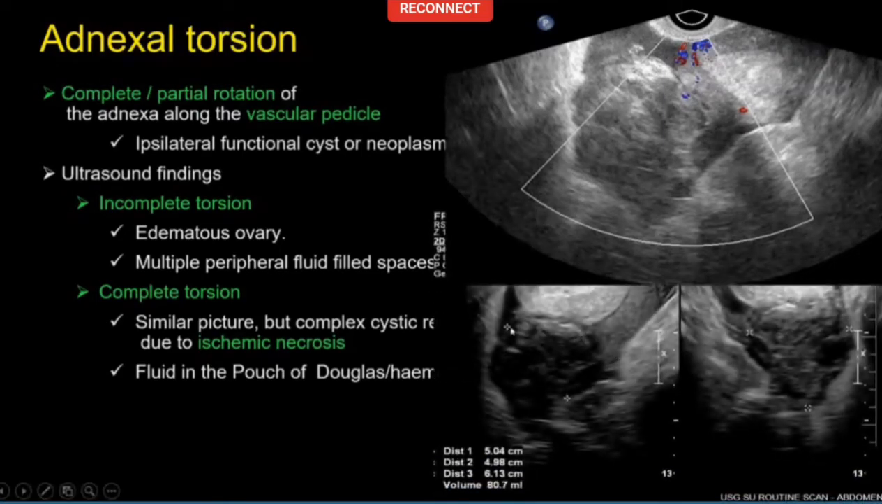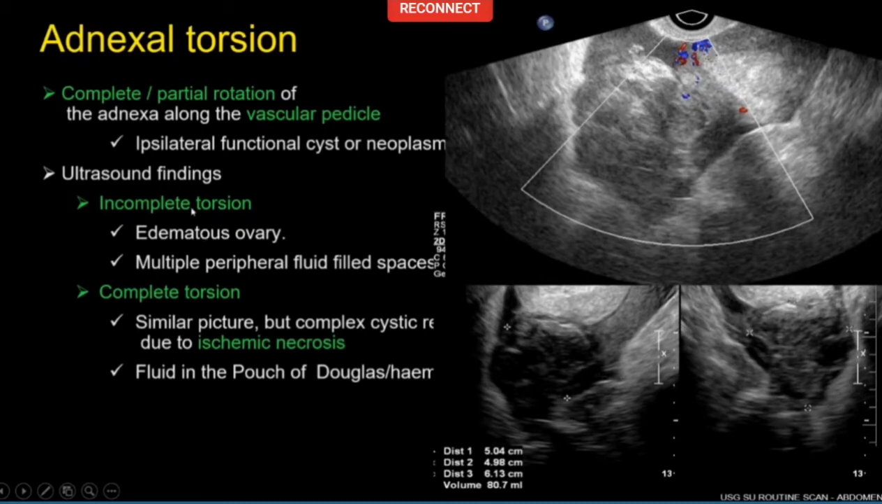On endovaginal ultrasound, you may see an edematous ovary with multiple peripheral fluid-filled spaces. These are basically the tiny follicles. The ovarian volume usually does not go beyond 10 to 20 cc maximum, even in a case of polycystic ovarian disease. However, here you can see this patient had a volume of around 80 to 100 cc.